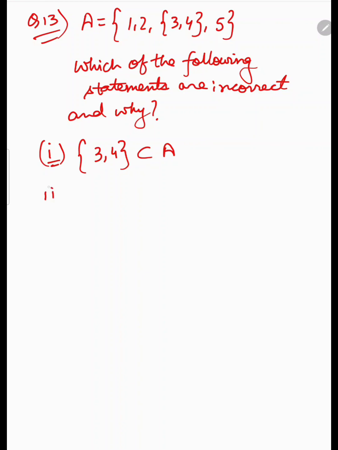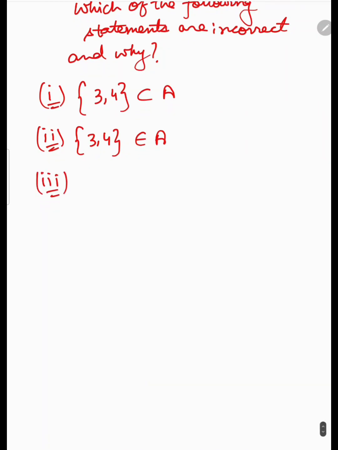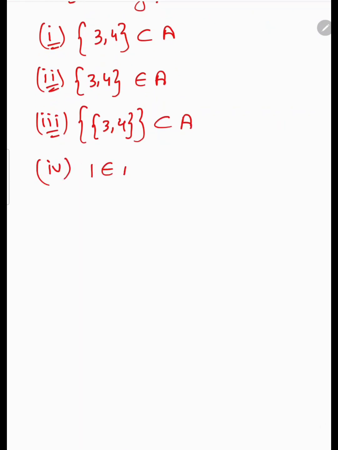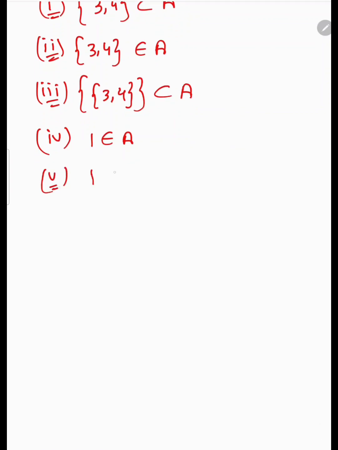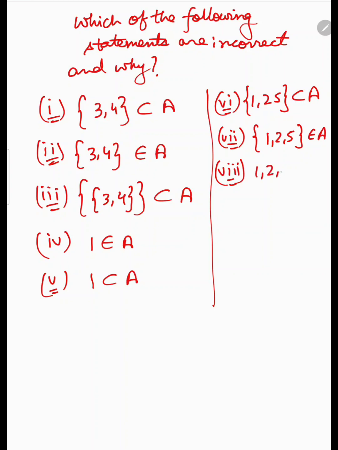Part 1, {3, 4} is a subset of A. Part 2, {3, 4} belongs to A. Part 3, {{3, 4}} is a subset of A. Part 4, 1 belongs to A. Part 5, 1 is a subset of A. Part 6, {1, 2, 5} is a subset of A. Part 7, {1, 2, 5} belongs to A. Part 8, {1, 2, 3} is a subset of A. Part 9, 5 belongs to A.